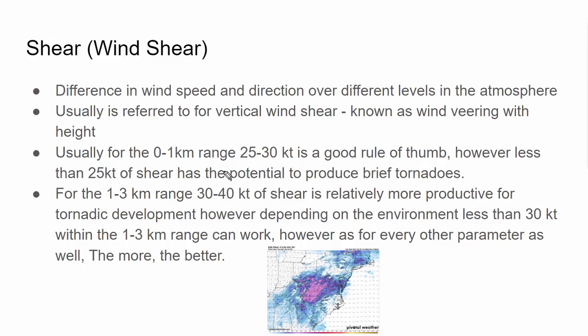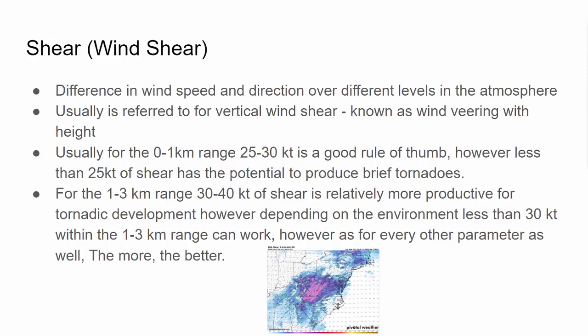For the 1 to 3 kilometer range, typically 30 to 40 knots of shear is relatively more productive for tornadic development. However, like I said, depending on the environment, less than 30 knots within the 1 to 3 kilometer range can work. As for every other parameter as well, the more you have of that parameter, the more conducive it will be for tornadic development and just strong thunderstorms in general.